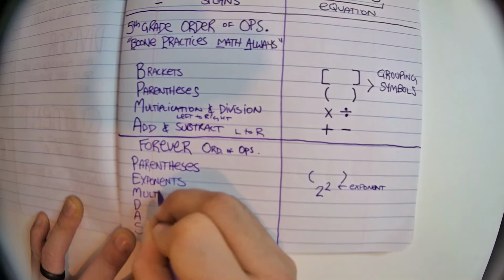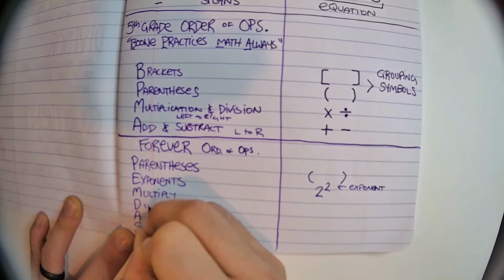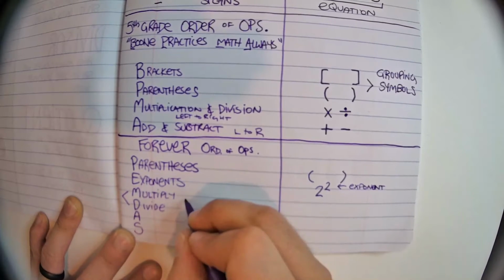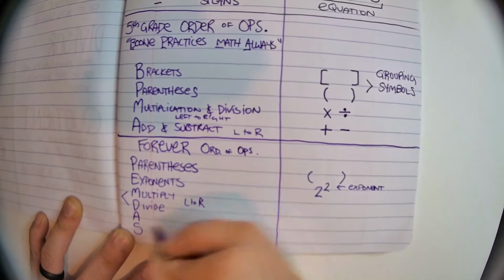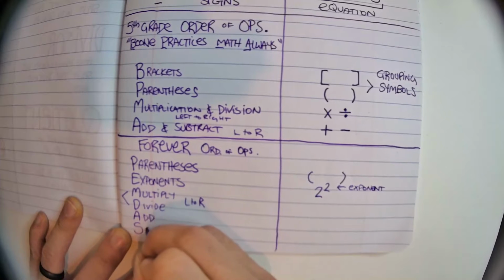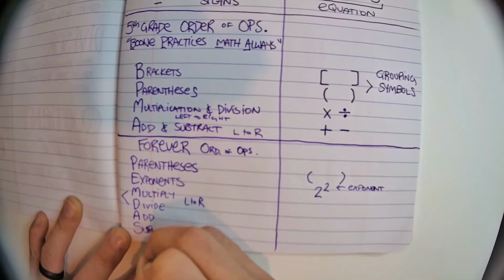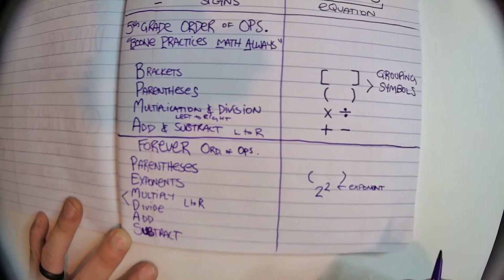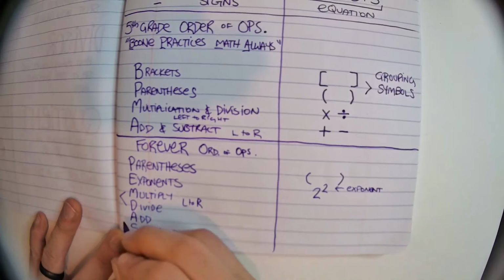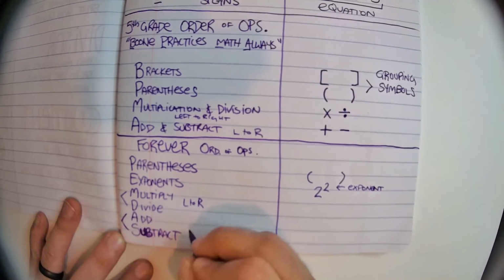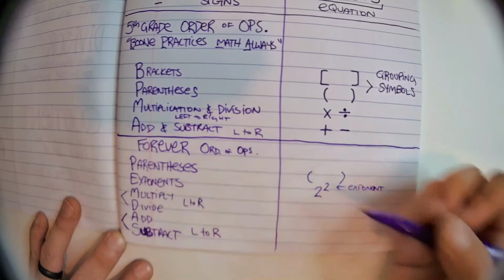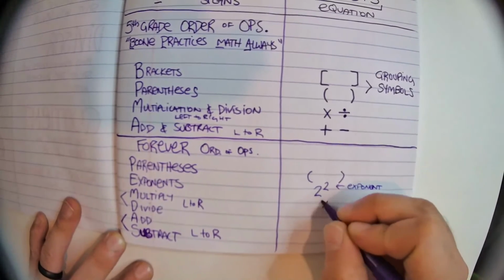After that, you can multiply and divide. Still, it's one step from left to right. And then, of course, you add and then subtract. Subtract. There we go. We add and then we subtract. We do those together in one step from left to right as well. This is called PEMDAS. All right.